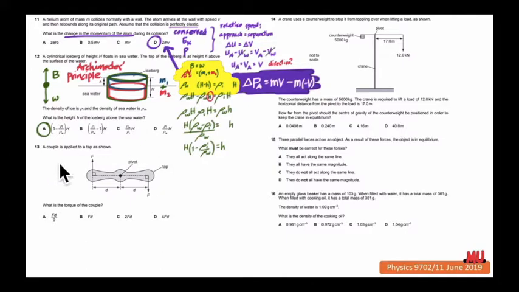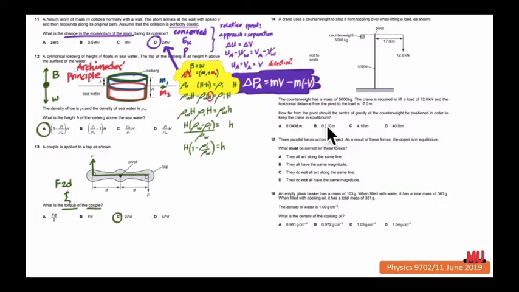Alright, for this question about torque of a couple, the answer is based on the definition of the quantity. Torque of a couple is the product of the magnitude of one of the forces multiplied by their separation distance. This one. So we have F times 2D, or 2FD, as in this option C.